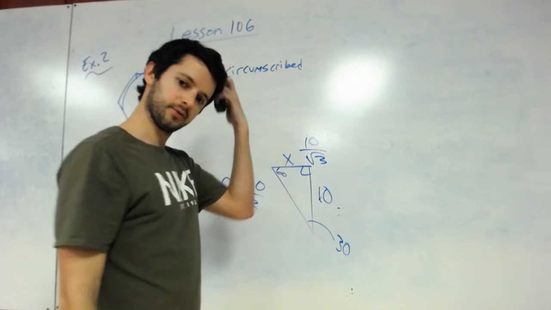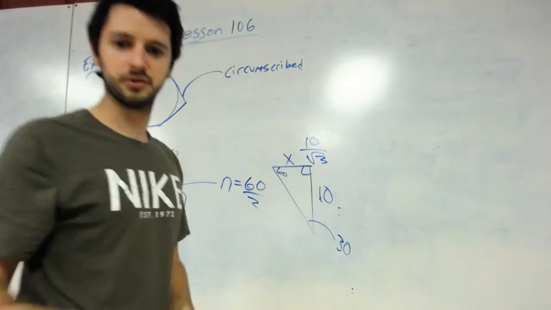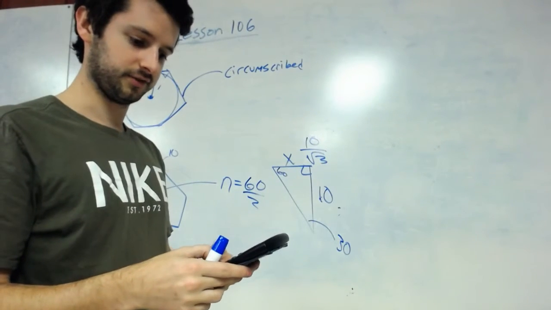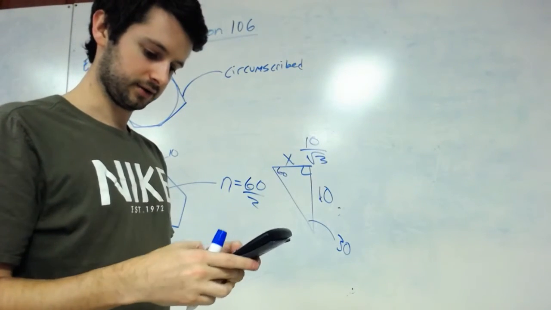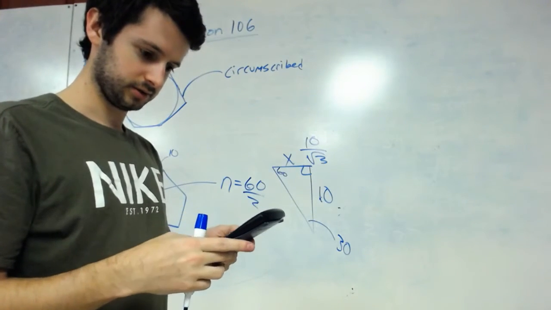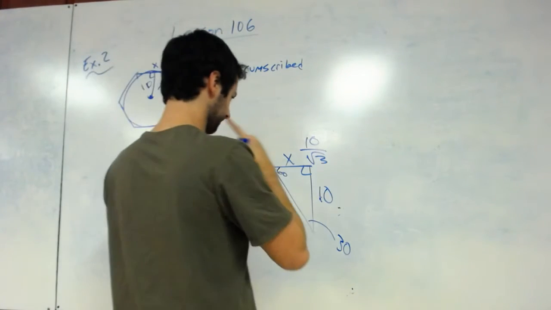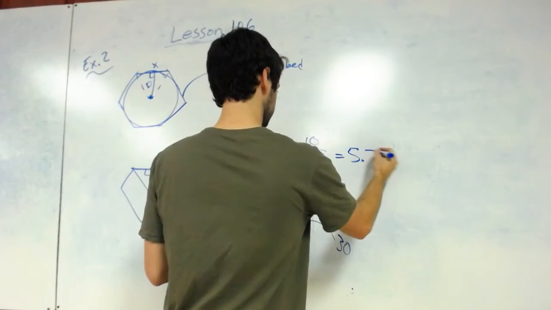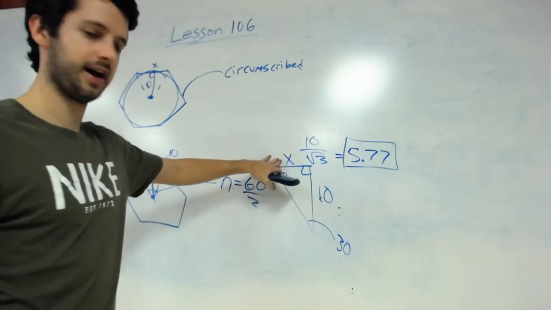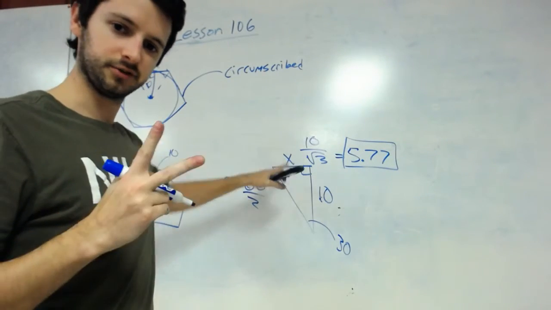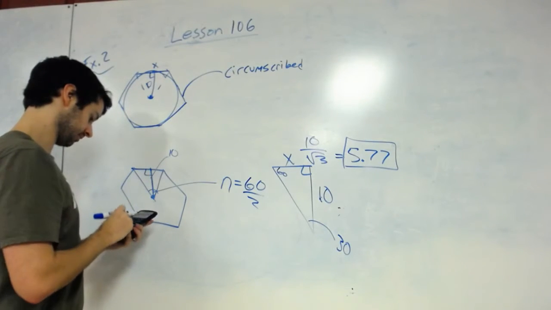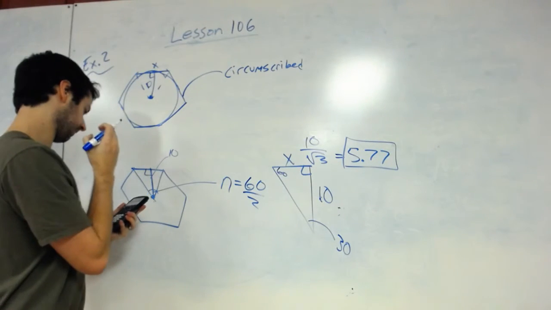And remember, that is not simplified. You can't have a radical in the denominator, but we're actually going to make it into a decimal. So I'm going to do 10 divided by radical 3 and get roughly 5.77. Once again, that's only half of x, so I need to multiply it by 2 to get the whole side, roughly 11.55.